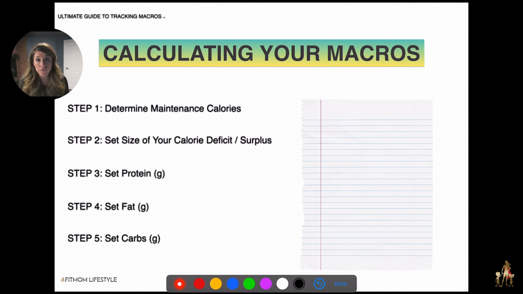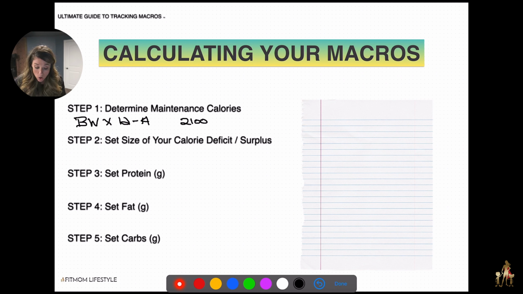My maintenance is anywhere in the ballpark of 12 to 14 times my body weight. If I don't work out, I'm going on that lower end of sedentary. If I am moderately active, I'm going with 13. If I am highly active, I'm going with 14 times my body weight. So you're going to take your body weight times 12 to 14. I am very, very active, so I am going to set it at 14. 2,100 calories is my estimated maintenance intake.